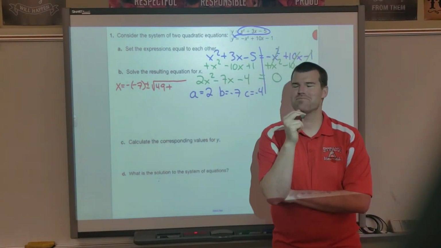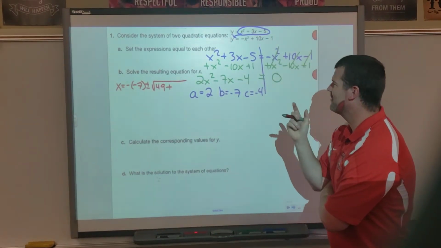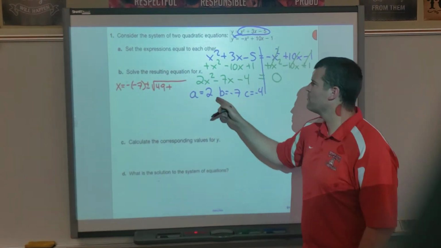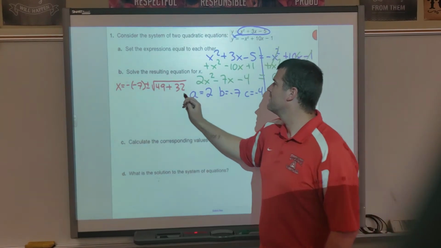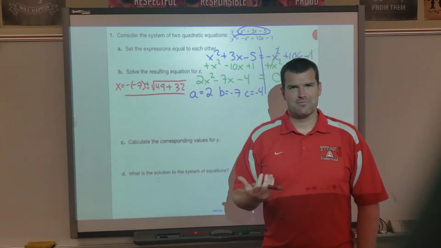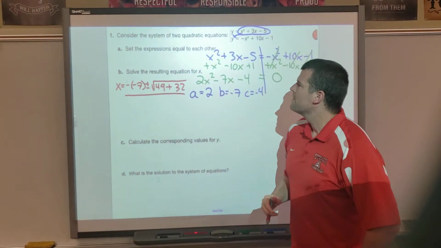Figured it out. I thought I made a mistake. I didn't. Okay. 2 negatives make a positive. 4 times 2 is 8. 8 times 4 is 32. Forgive me for the delay there. It's kind of like our internet connection sometimes, right? And then we get going.